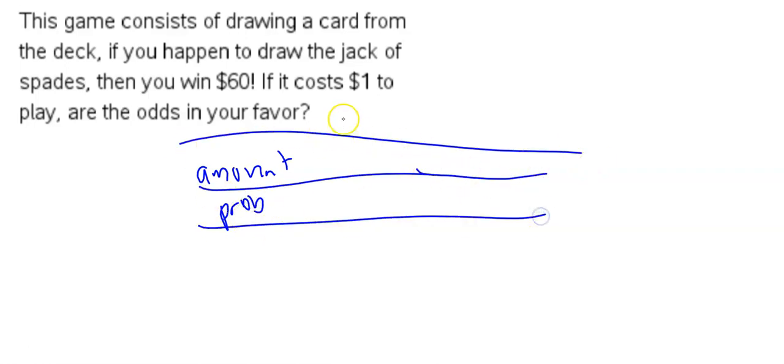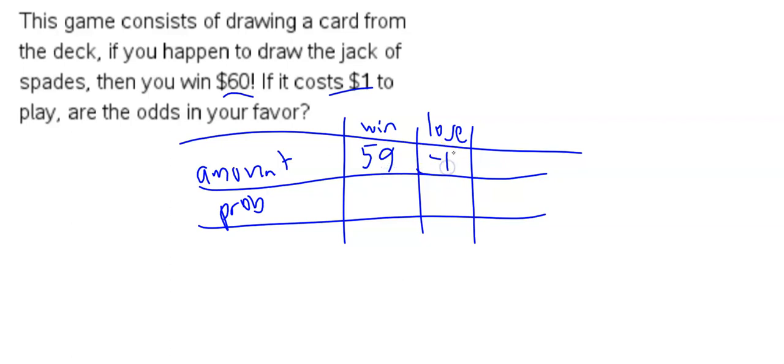In this case, I think there really are only two options. Again, I think of this as win or lose. So the probability of winning is, well, I guess you win $60, but you paid $1, so $59 is your win. You lose $1 if you lose. The odds of winning, there's 52 cards, so 1 out of 52. The odds of losing would be 51 out of 52. So then you just set up your expected value.